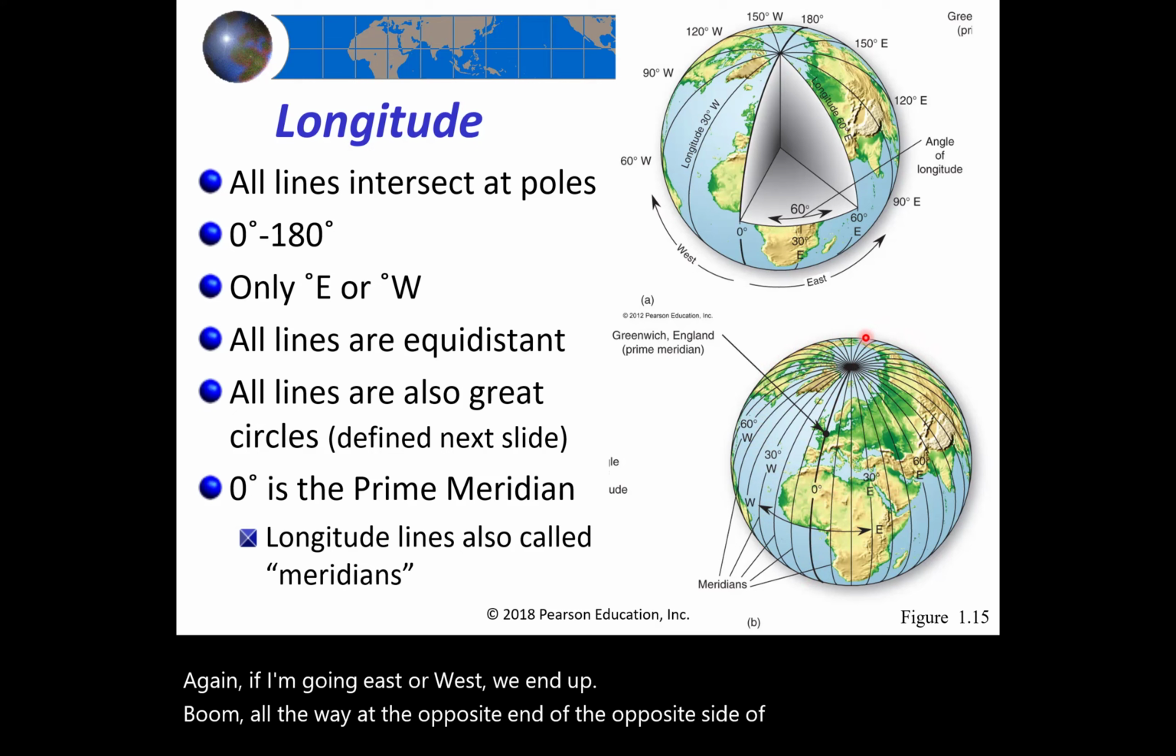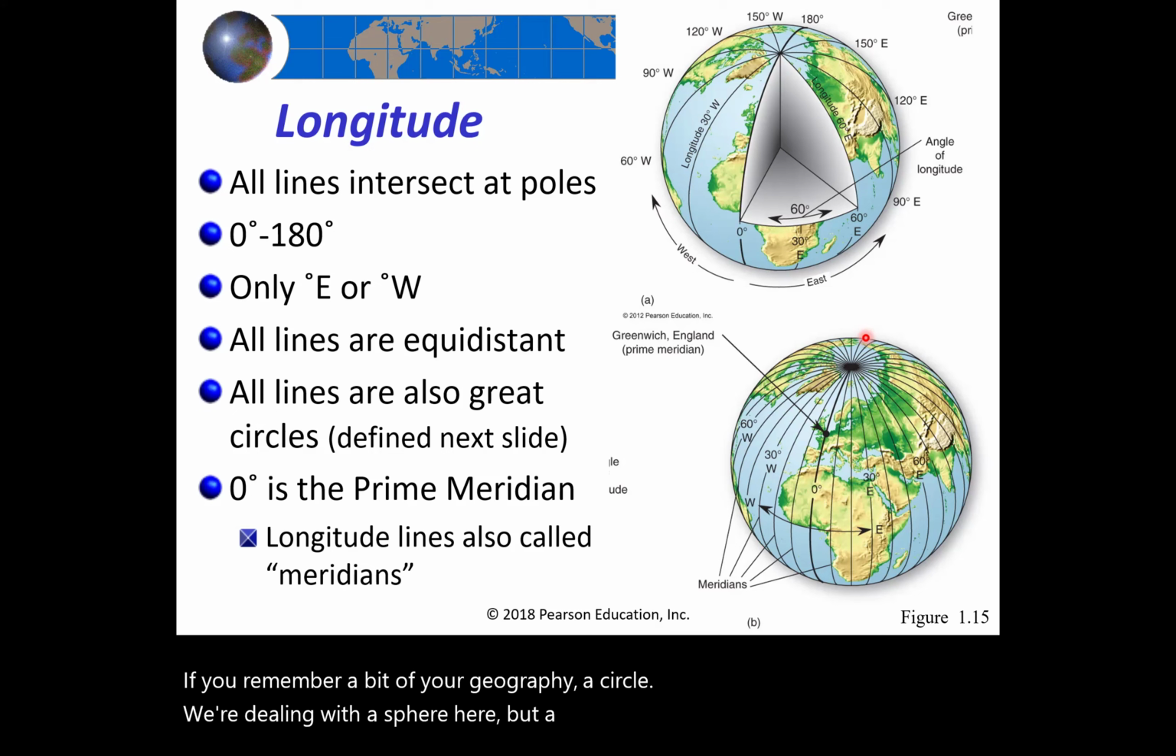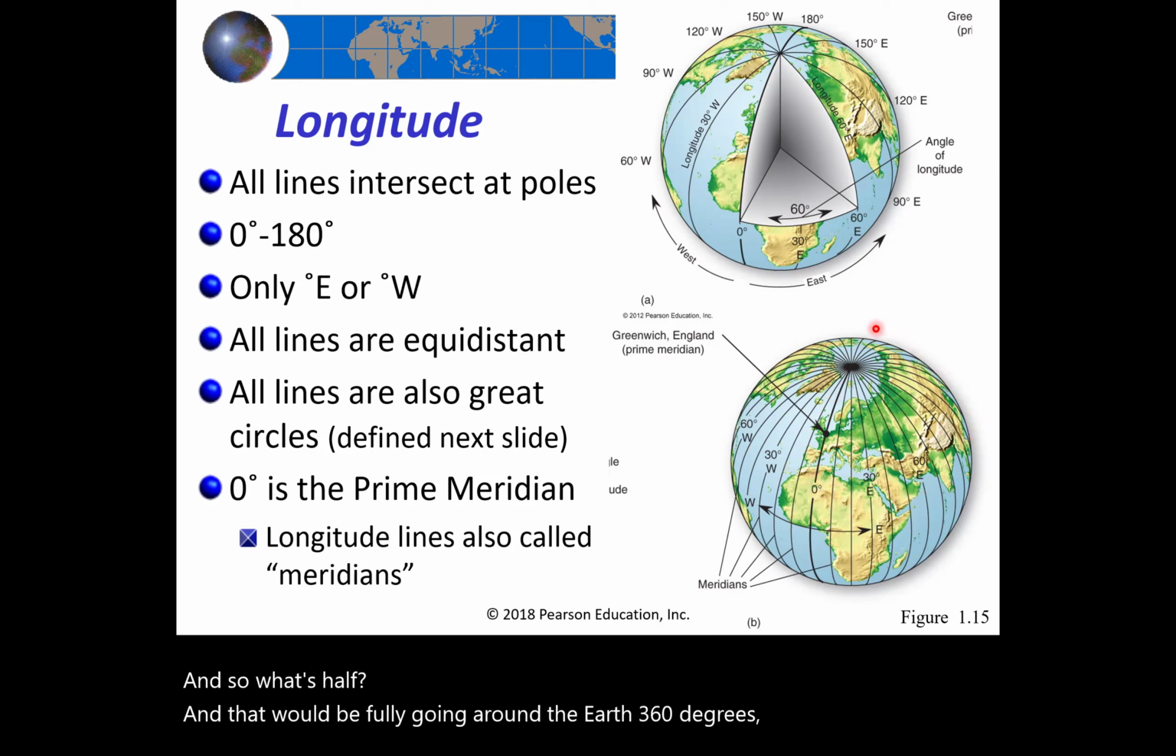And if you remember a bit of your geography, a circle, we're dealing with a sphere here, but a circle has 360 degrees. And so that would be fully going around the Earth, 360 degrees. So what's half of that? 180.